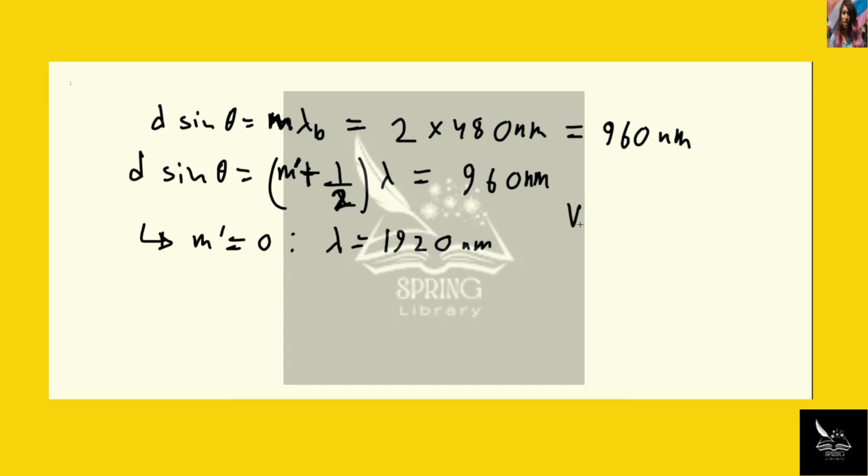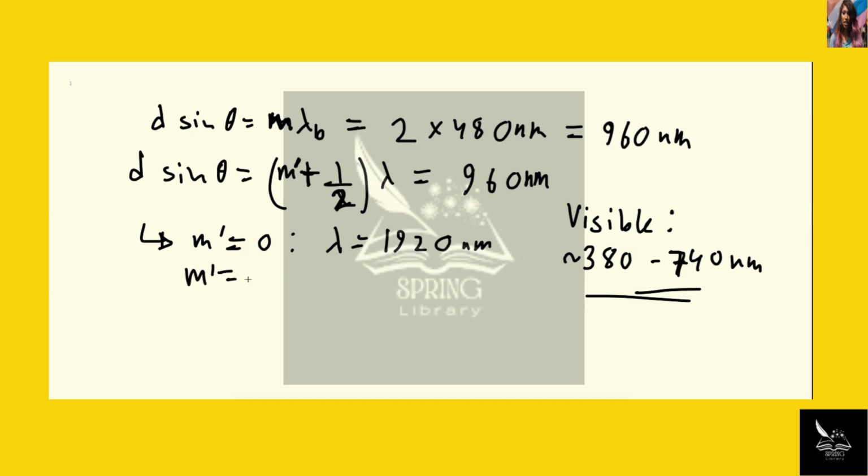Remember, visible light is in the range of around 380 to 740 nanometers, usually quoted to be around 400 to 720 nanometers. That's the range. Okay, so this is well beyond that range, so this won't do.